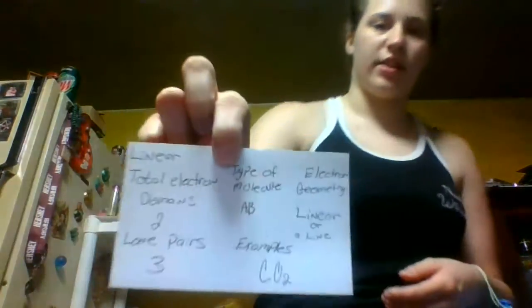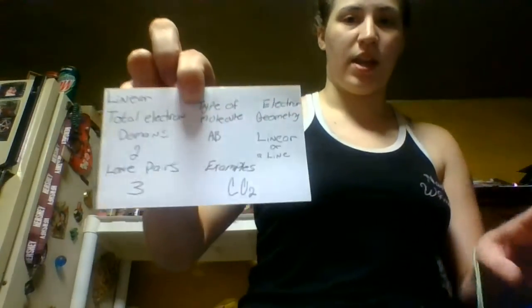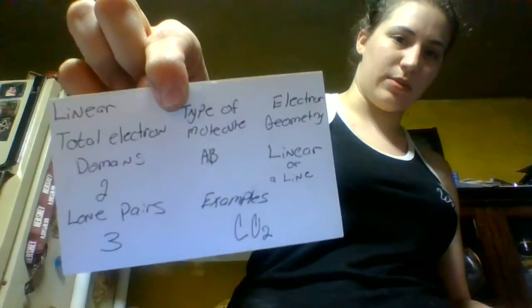Okay. So put this down, or we can hold it. String, magical. Okay. So in a linear shape, the total electron domains is 2. The type of molecule is AB. The electron, excuse me, I can't speak today. The geometry is linear, or a line. That's how I like to see it. I see it as a line, kind of like you can either go this way, still linear. Straight line. Okay? Lone pairs of electrons, I believe, are 3.